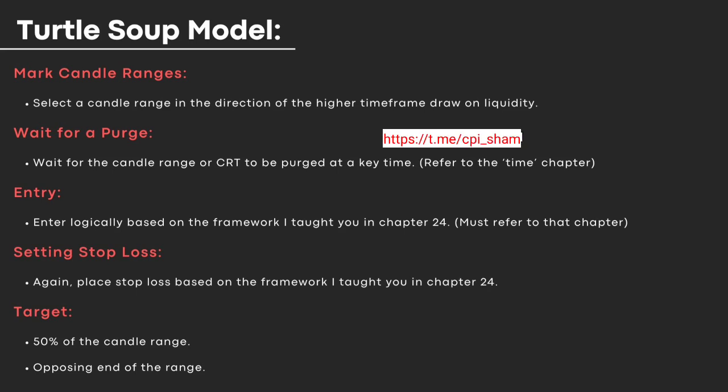After that, the third step is the entry, meaning exactly where you are going to take your entry. Once you've done that, the fourth step is setting the stop loss, and again, you're going to do that based on the framework that I showed you in chapter 24. Then last but not least, the simplest and easiest part is setting your target, which is fairly simple. First of all, you're going to target the 50% of the candle range and then eventually the opposing end of the range, or the opposing end of the CRT. Now let's move on to the next slide and discuss an example.